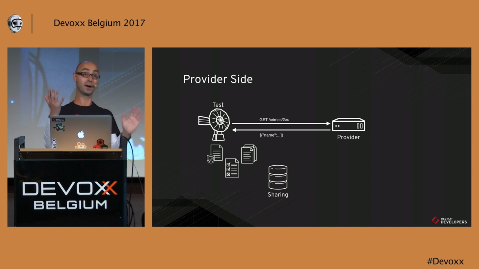If everything is fine, then the test is green, because it means that the provider is able to produce responses for that contract. And if it fails, then you know that it's better not to deploy this service to production, because you're going to break your consumer.